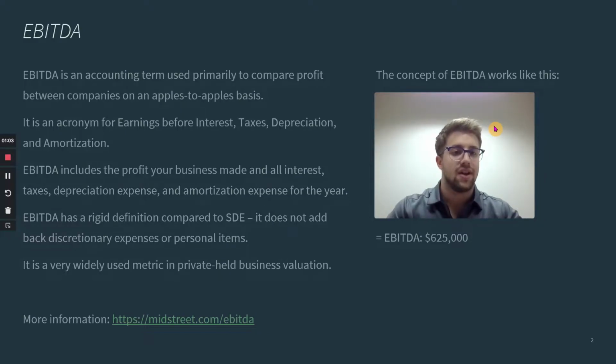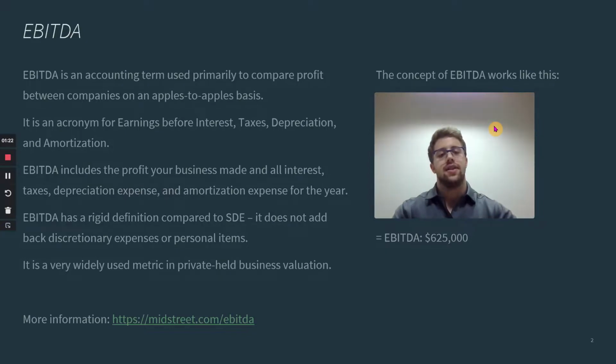And you want to add back in the taxes because different corporate structures have different effects on the taxes. So it neutralizes all those different effects, which would be caused by management decisions, not necessarily the operations, so that you get a fair apples to apples comparison between different companies.